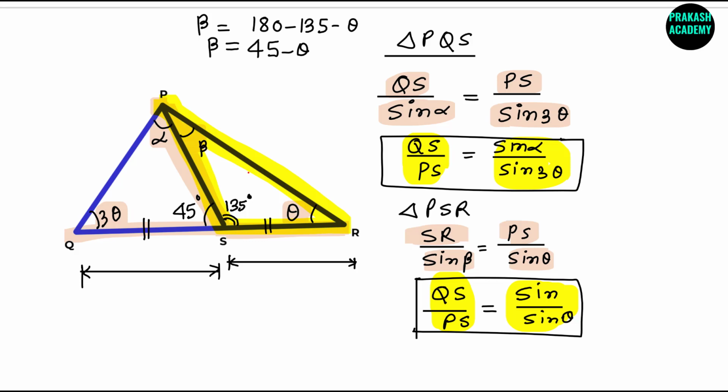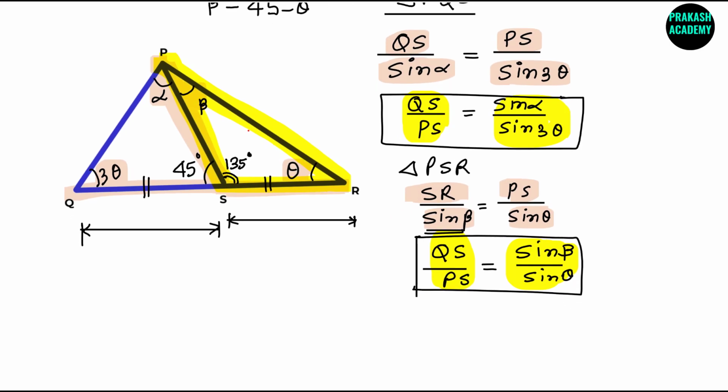So we can write, so this is sine beta basically because this beta goes there. So we can write that both terms are equal, that is sine alpha divided by sine 3 theta is equal to sine beta divided by sine theta. Now we know alpha and beta in terms of theta.